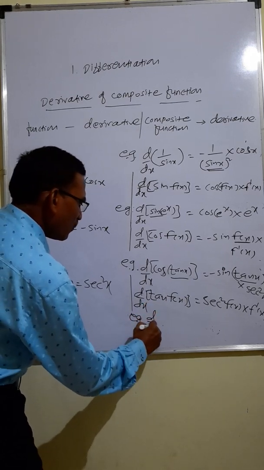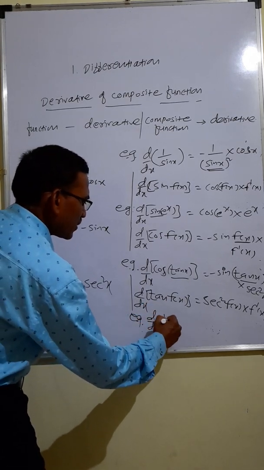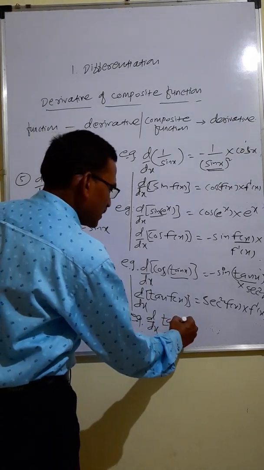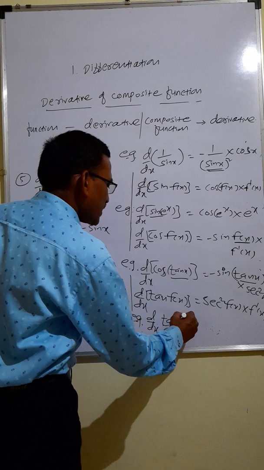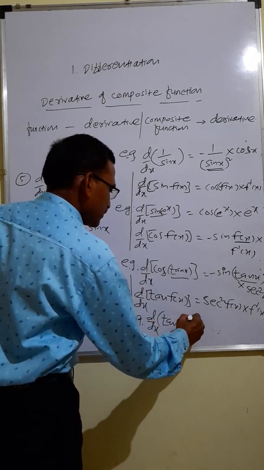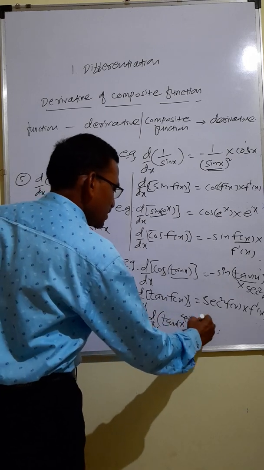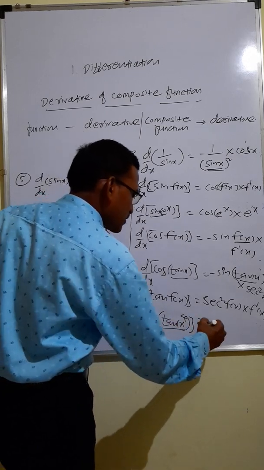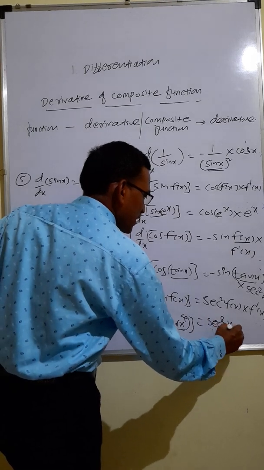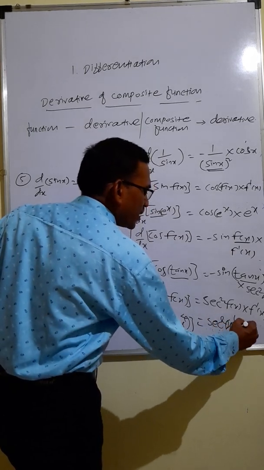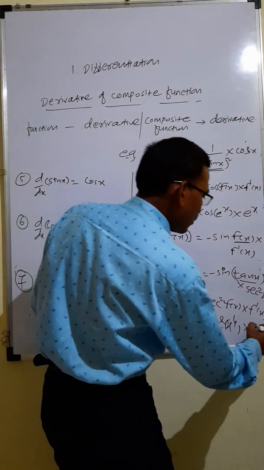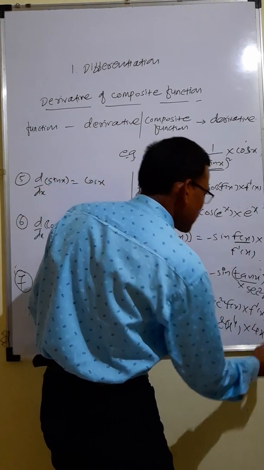So the derivative of tan of x raised to 4. It is equal to, first, the derivative of tan of x raised to 4, which is sec square x raised to 4, into the derivative of x raised to 4, the second function, which is 4x cube.